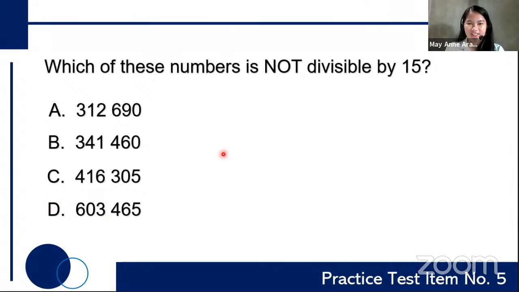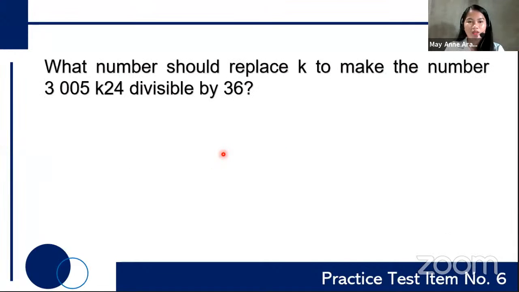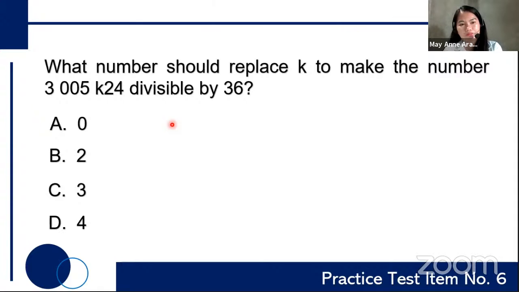Okay. This is the solution. Okay, what number should replace K to make the number 3,005,224 divisible by 36? A is 0, B is 2, C is 3, D is 4. Okay, let's see your answers. Okay, galing D. Letter D.